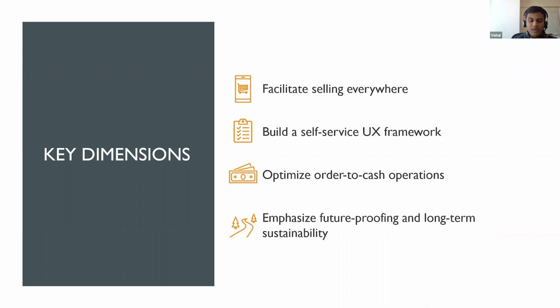The PM should ensure that the commerce platform can facilitate selling everywhere through a single universal product catalog, and also that it includes an API-driven engine that provides a consistent experience to your customers across traditional, digital, and emerging channels.